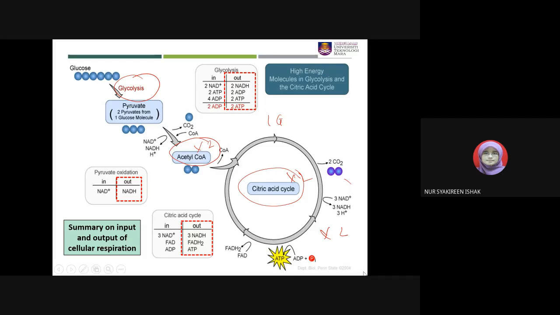So saya harap daripada awal chapter sampai habis chapter ni, you all faham. Ada yang orang rasa macam blur lagi tak? So far okay madam. Okay. So cellular respiration ni dia sebenarnya tak perlukan awak hafal banyak sangat. Just fahamkan macam mana flow cellular respiration ni berlaku. Okay?